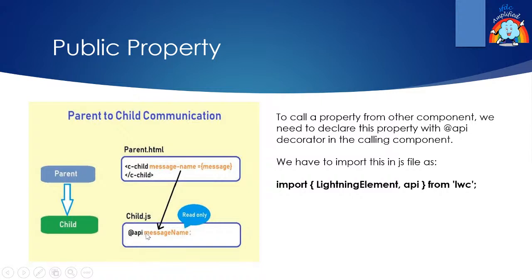Another thing to focus on here is that we have written c-child, c hyphen child. If you don't use it, then you cannot expose the public property of the child to the parent. So you have to name the component. Here the name of the component is child, so you will be using child, and then equal to message. This is basically coming from the parent JS. Once we go through the example, it will be more clear to you, but this is an overview of how it works.